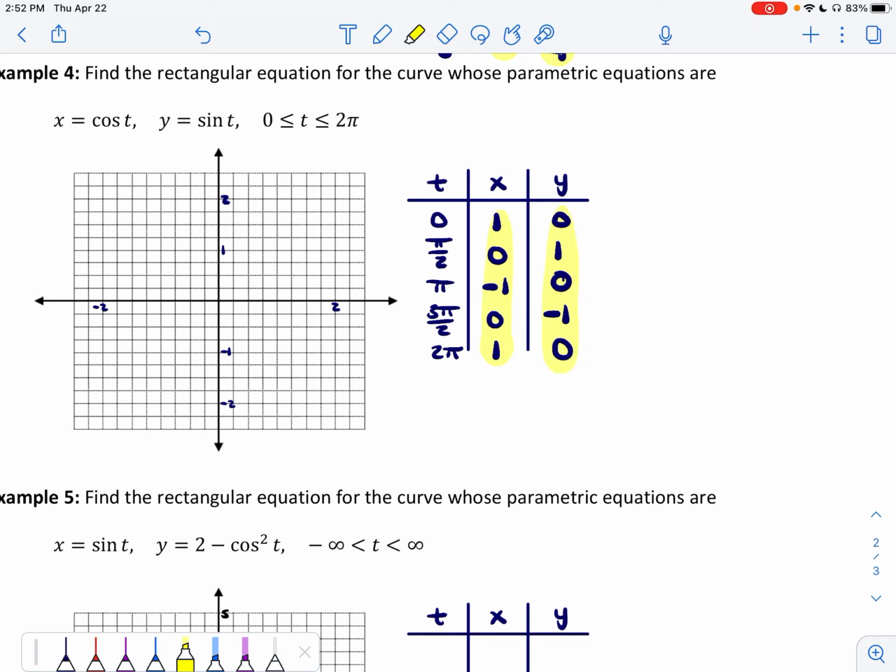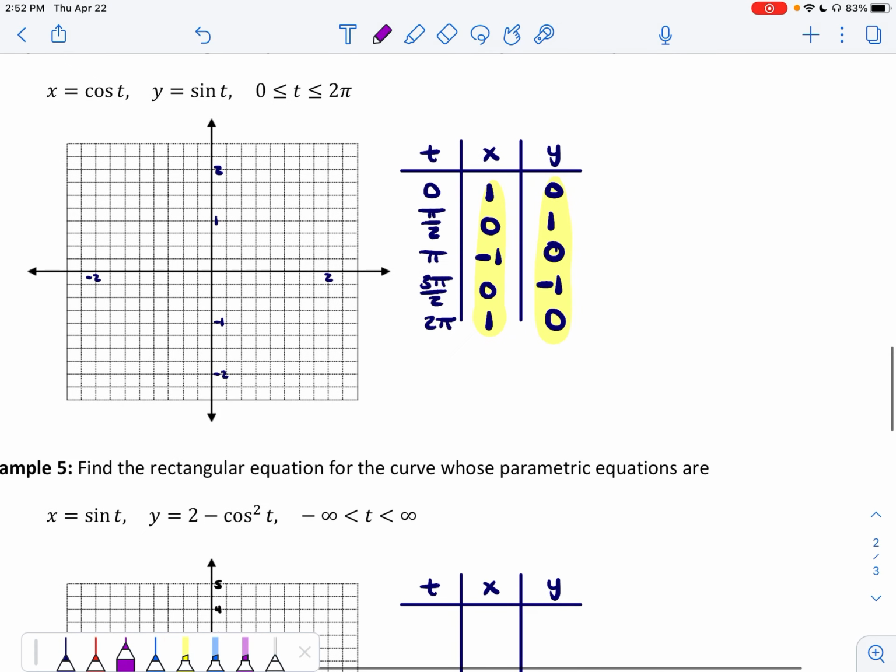So let's go ahead and just plot those points. Let me add some numbers back to my scale. All right, so we have 1, 0. We have 0, 1. -1, 0. 0, -1, and then back around to 1, 0.